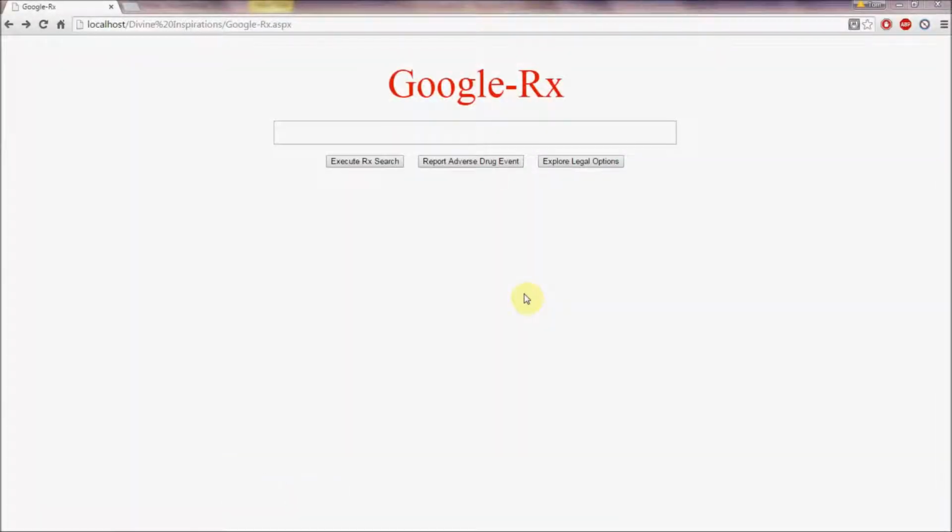GoogleRx has a very simple interface. The user types in health-related search criteria and then presses carriage return or presses the button labeled Execute RX Search. To make a more compelling demonstration, I chose a collection of examples all focused around a single research theme. I chose a research topic highly relevant in the news.